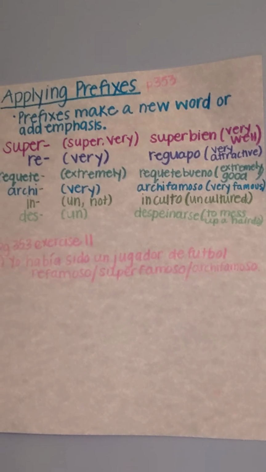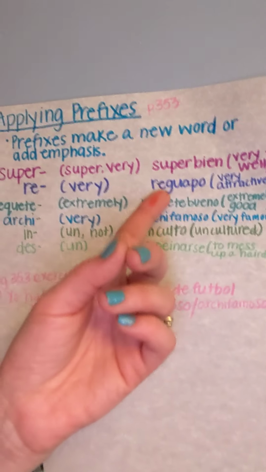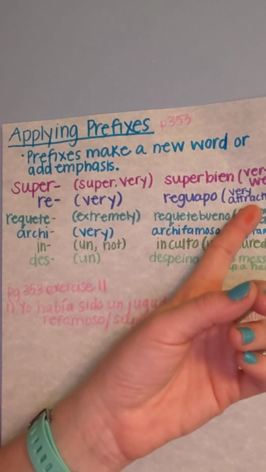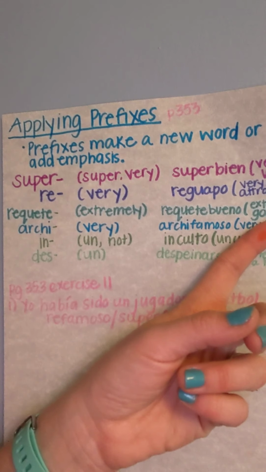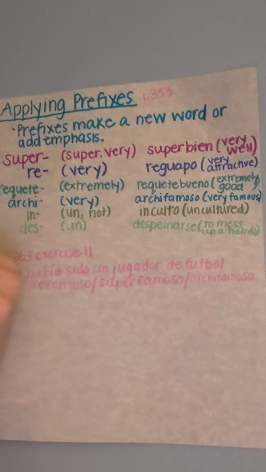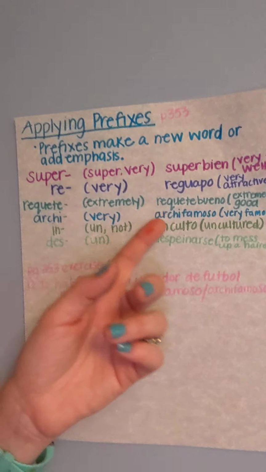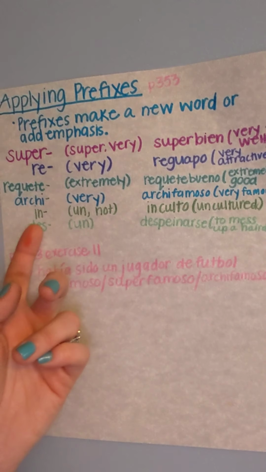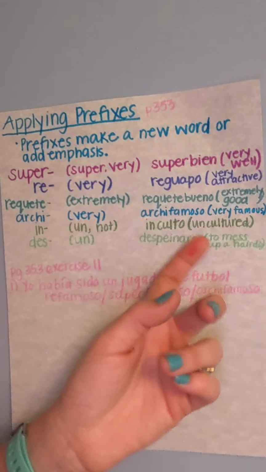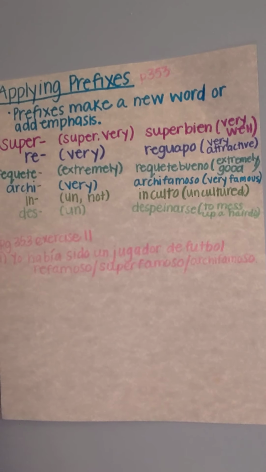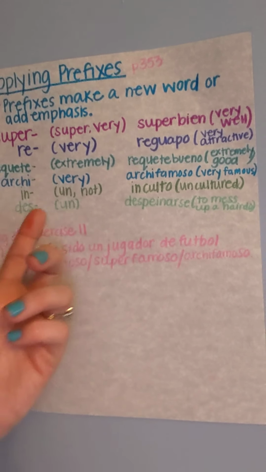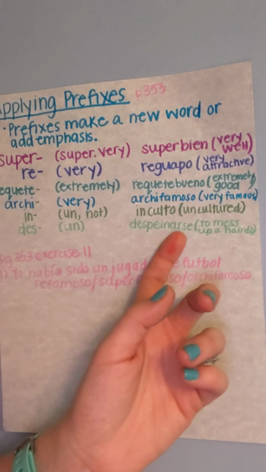So when we take a look here, ri would mean very. An example here is ri guapa, which would mean very attractive. Another one, requete, would be extremely. So requete bueno, extremely good. Sorry, hope you can see this. And then we have archi, very. So archi famoso, very famous. In would be un or not, like inculto. Culto is cultured. So inculto would mean not cultured, okay, or uncultured. This is un, so despeinarse is to mess up a hairdo, like when you go up and you tousle someone's hair. That's what that would be.